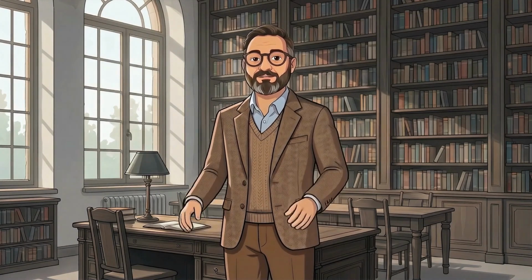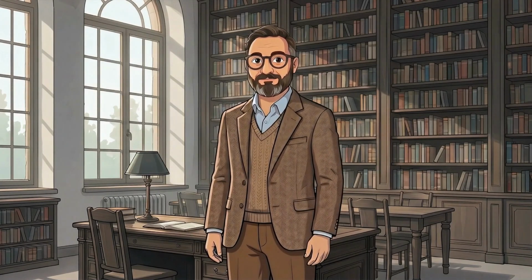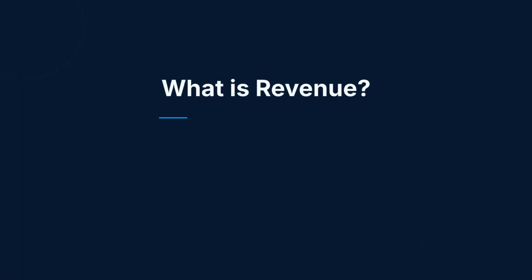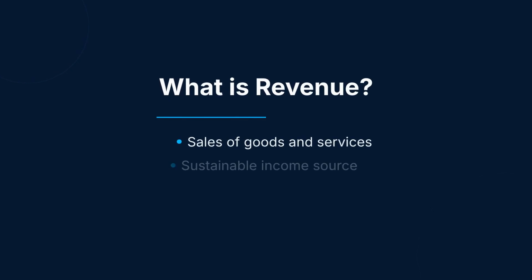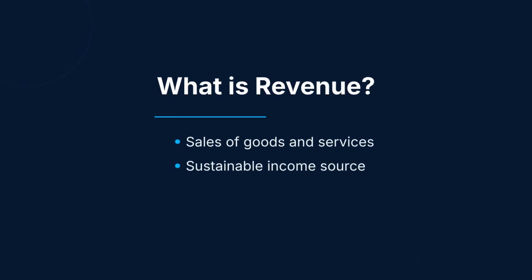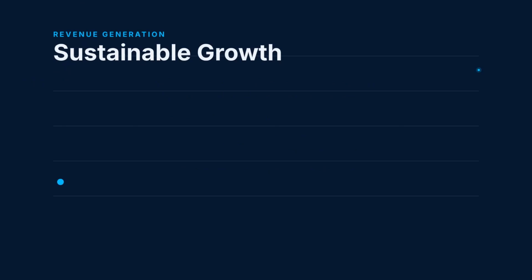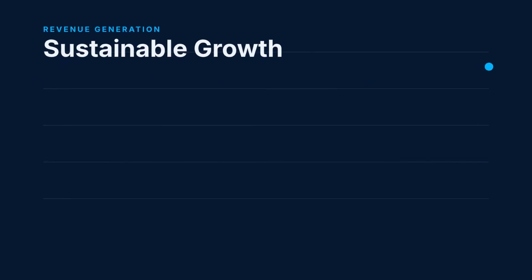In today's lesson, we're taking a deeper look into the income statement, focusing specifically on the top line. Revenue represents the sales of goods and services. It is a company's only sustainable source of income. Unlike loans, revenue represents value generated from core business operations.